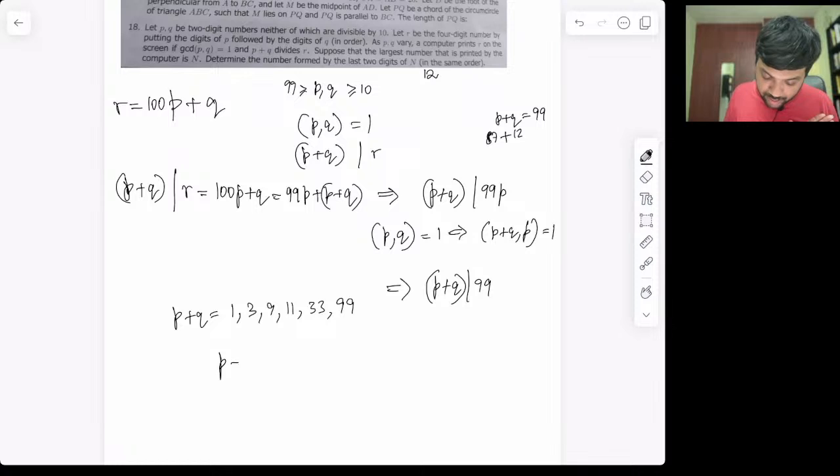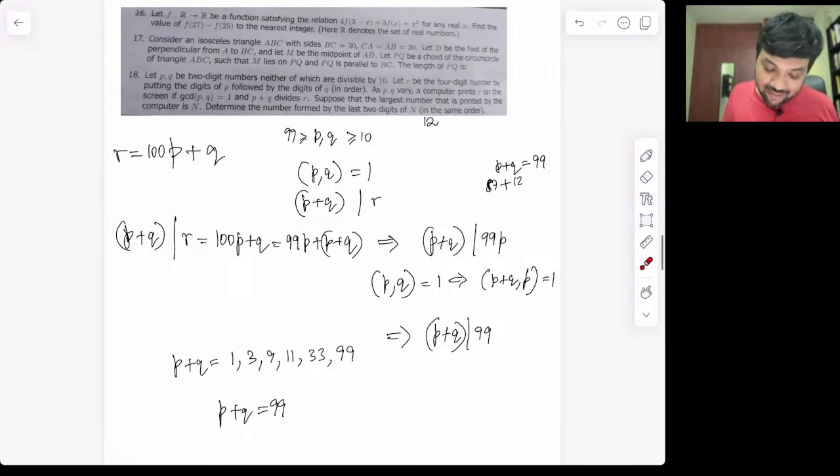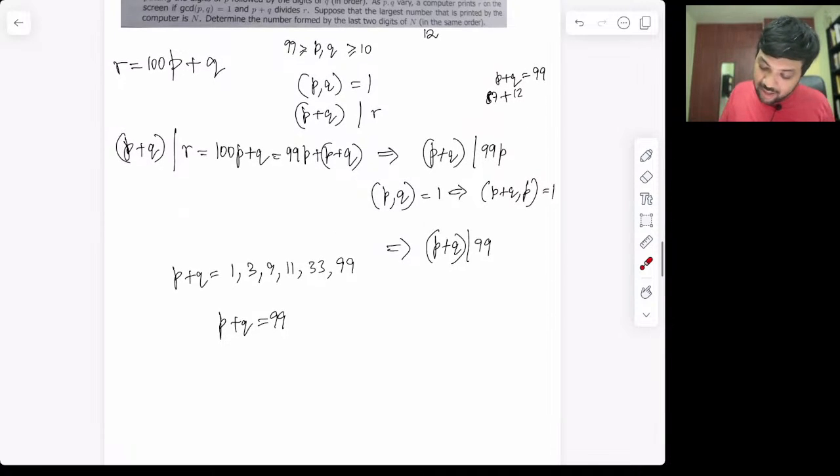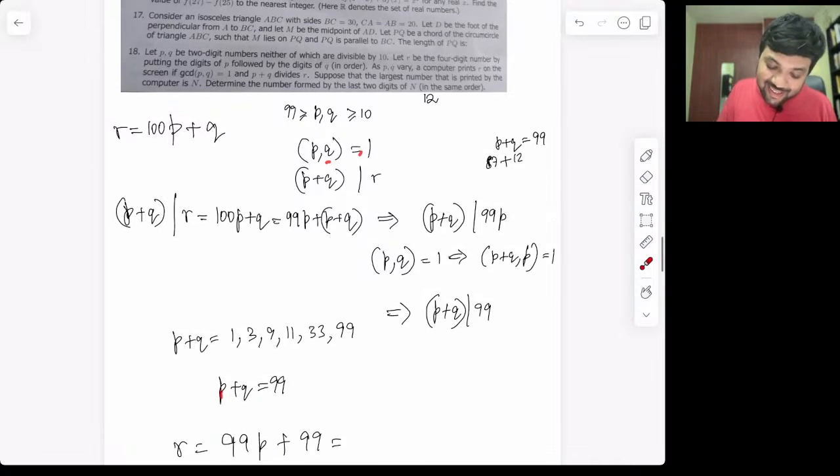So you fix p plus q to be 99. There are a lot of sneaky things here with random conditions, like neither p nor q is divisible by 10, and they have no common factor, which is a little annoying. But now you want to make r as large as possible. r is 100p plus q, which is 99 times p plus 99 times 1, so you want to make this as large as possible, so you want to pick p to be as large as possible. What is the largest 2-digit number that you can pick for p, so that q is also a 2-digit number, p and q have no common factors, and they are not divisible by 10?